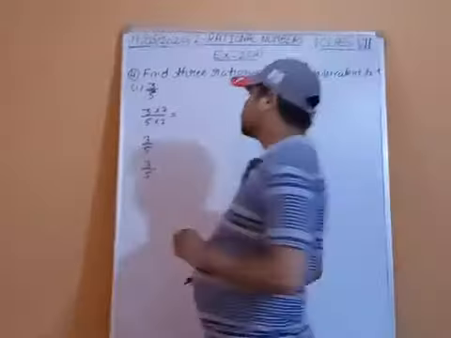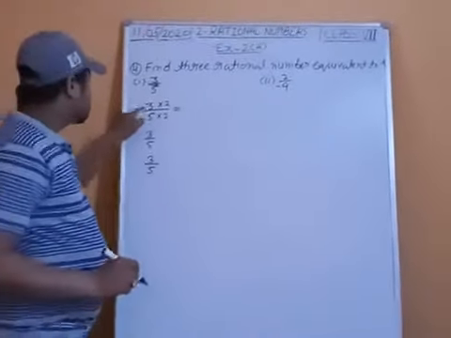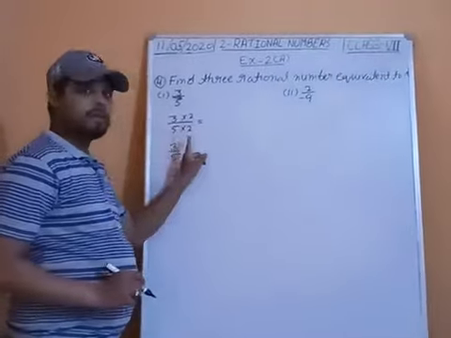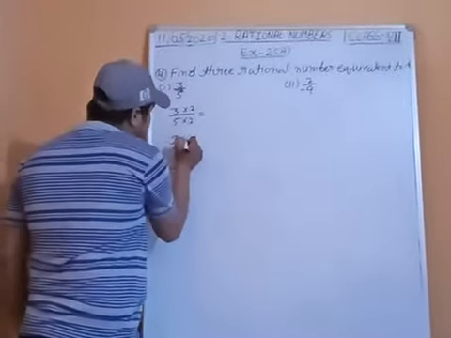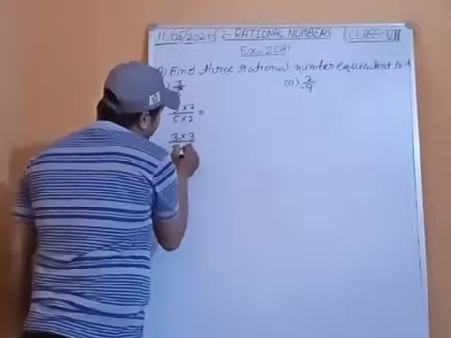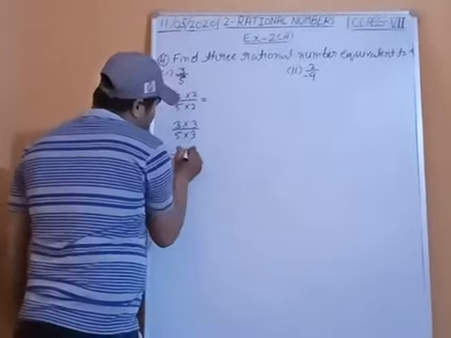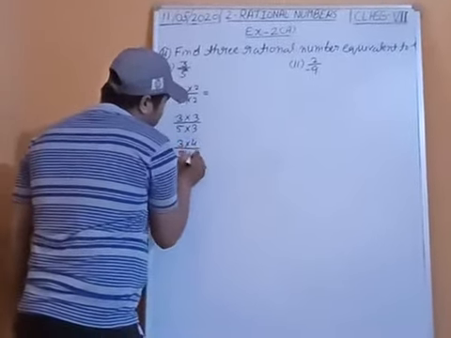So we are doing the same. 3 upon 5, 3 multiply by 2, 5 multiply by 2. Then here multiply by 3. Then here multiply by 3. Here multiply by 4, multiply by 4.